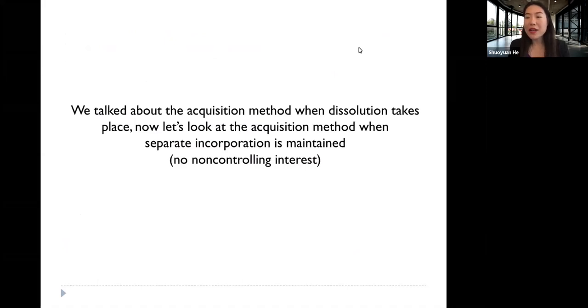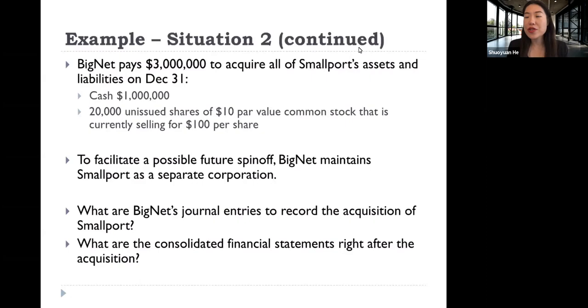We have talked about the acquisition when dissolution takes place. Now let's look at the acquisition method when there's no dissolution, or in other words, when both firms survive. So let's continue situation 2 from the previous example.